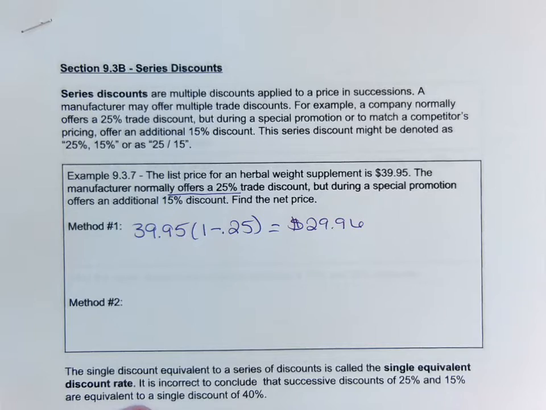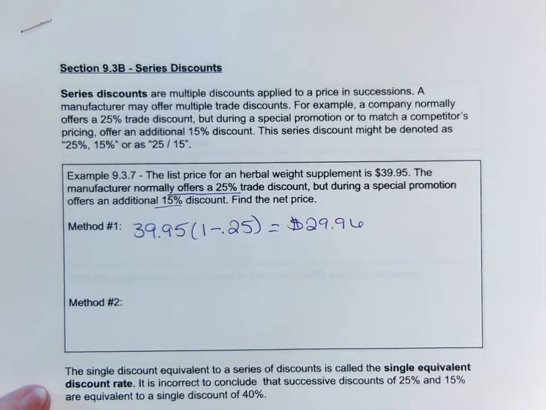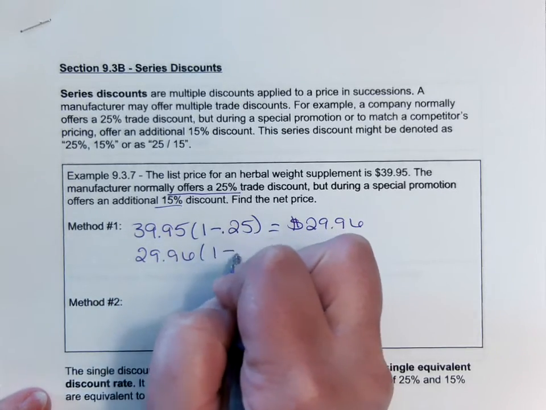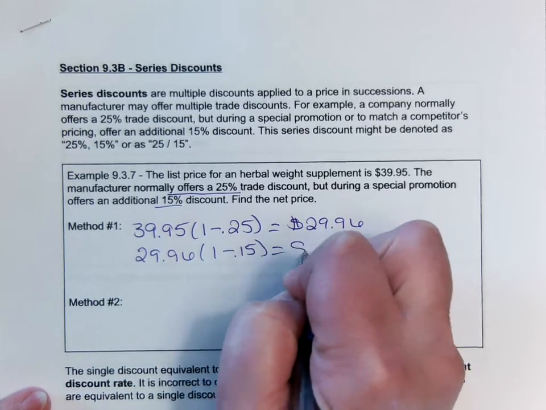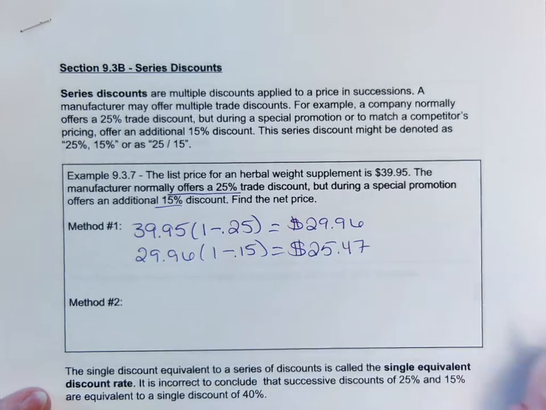$29.96. Okay. Then we're going to take another 15% off of that. So we're going to do $29.96 times 1 minus 0.15. And that gives us $25.47.